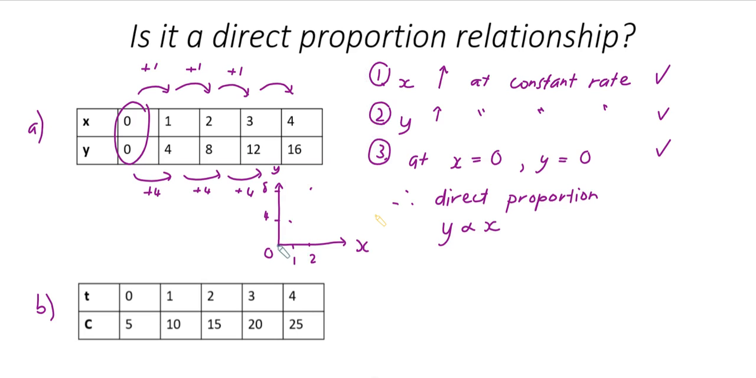As you can see, the graph of a directly proportional relationship passes through the point 0, 0 and is linear. This bit here means that it's linear, so a straight line. And this bit here means that it passes through the origin.